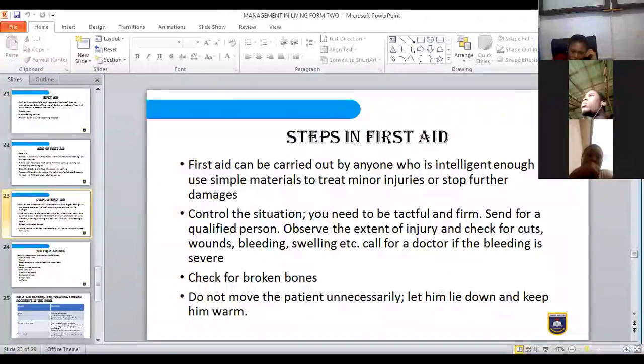You also have to check for broken bones. Ruth, you made mention that you must not move the person unnecessarily. For instance, if the person is having a broken bone and you didn't check, and you are just moving the person anyhow, you will rather increase the pain of the person you are trying to help. So you don't move the patient unnecessarily, but rather you let him lie down and you keep him warm.